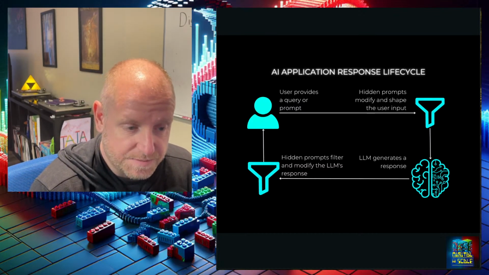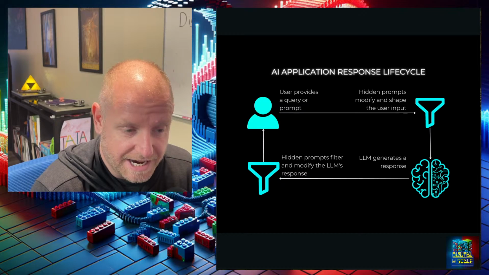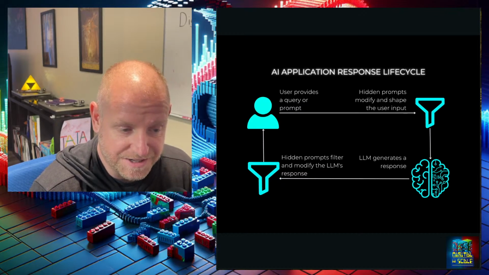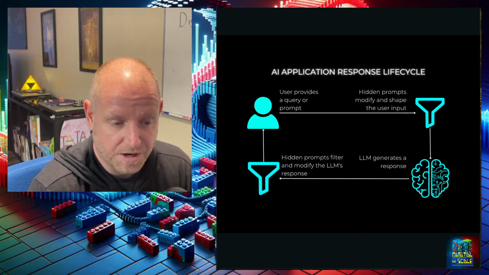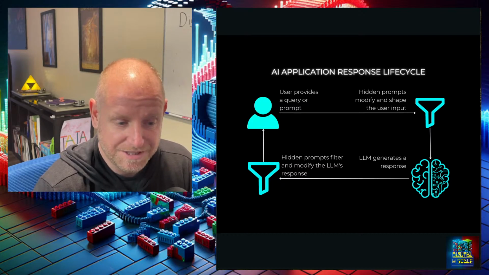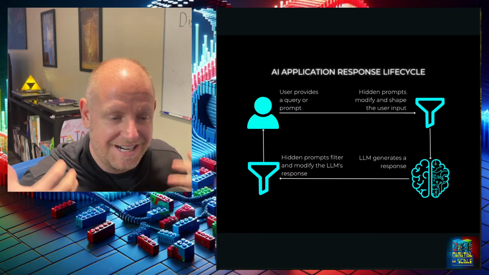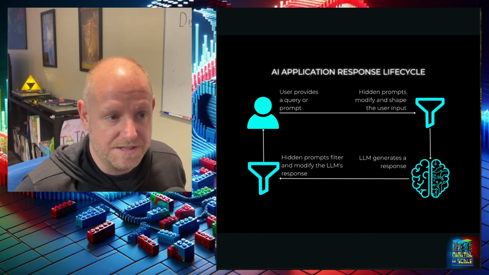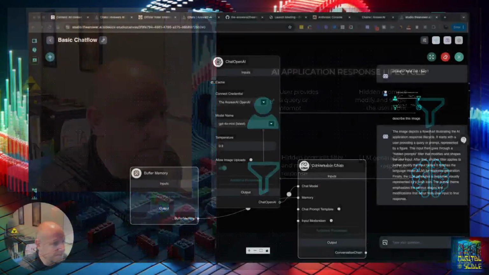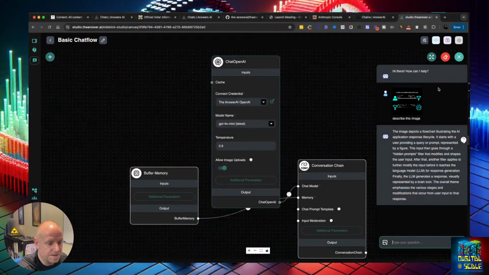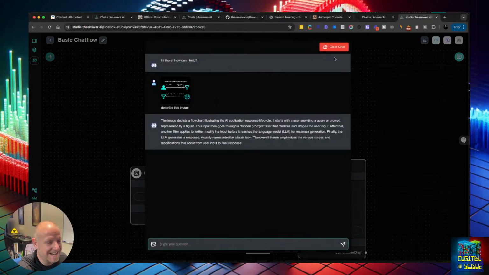And it says the image depicts a flow chart illustrating the AI application response lifecycle. It starts with the user providing a query or prompt represented by a figure. The input then goes through a hidden prompts filter. So it took the image from my presentation that I am going to get this transition button one of these days. I got to figure out how to automatically do it.